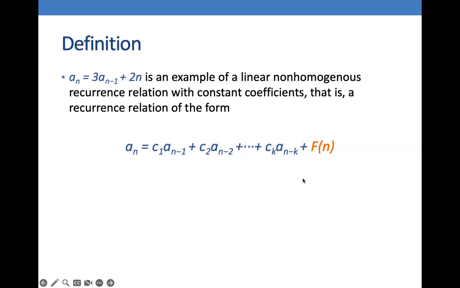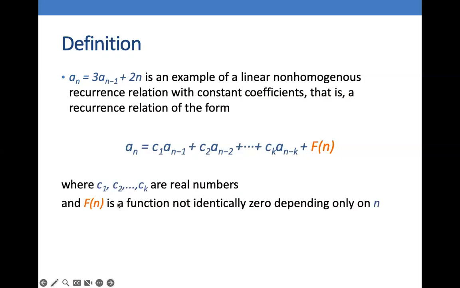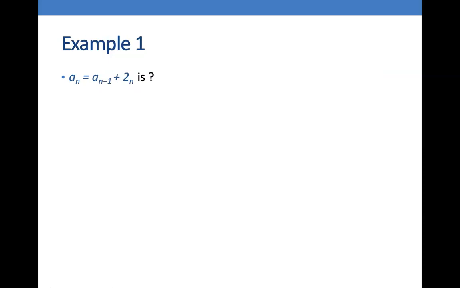Okay, so these first terms without the f of n are just a linear homogeneous RR. All right, so these c sub 1, c sub 2, and c sub k are the constant coefficients and they are real numbers. And f of n is a function that is not identically 0, depending only on n. So we already mentioned that it is a non-zero constant term. So we have these examples.